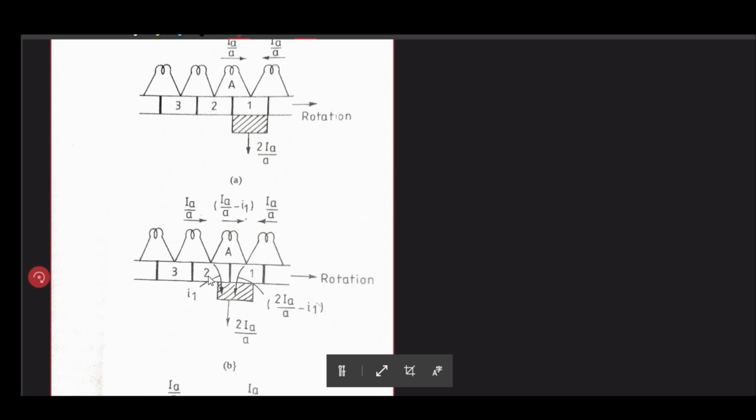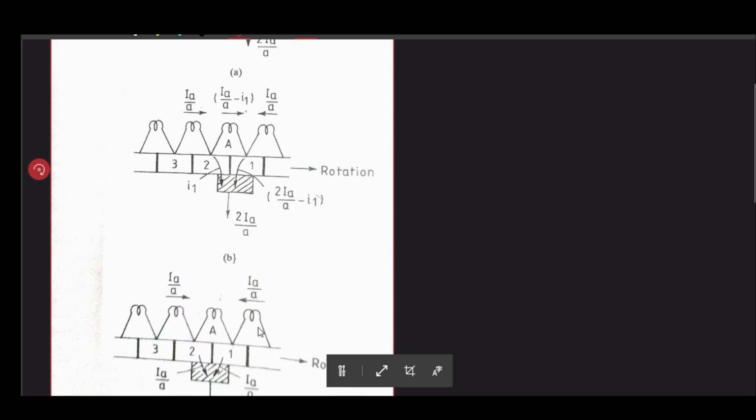And how can you validate KCL at tooth 2 of this commutator? If I1 is coming here, then Ia by A minus I1 is flowing through coil A, and when you consider tooth 1, the total current is 2Ia by A minus I1. So again you are getting 2Ia by A, that is the steady current. See the beauty here: that is why we call the commutator a mechanical rectifier.